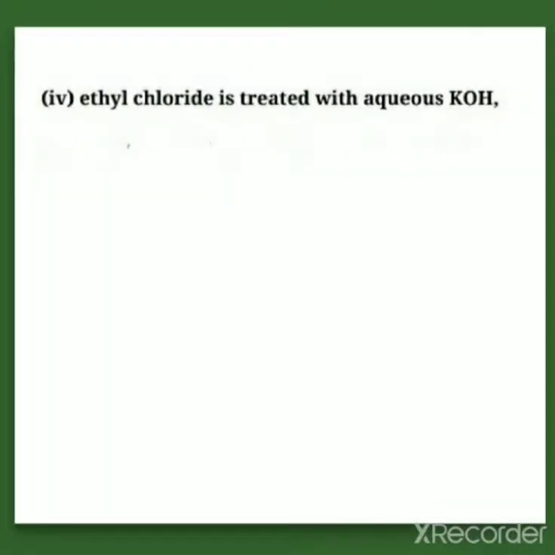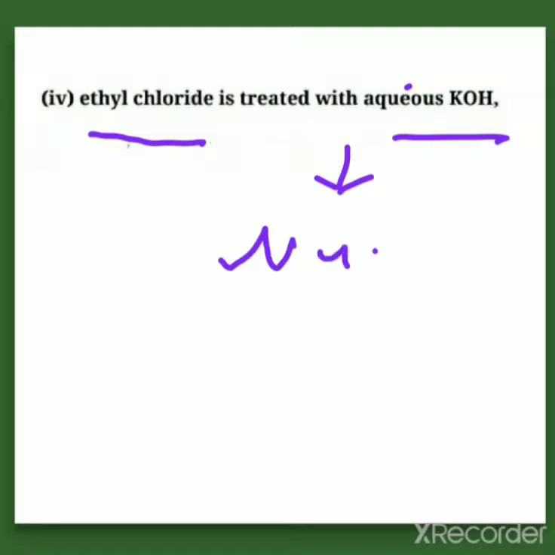Next, the reaction of ethyl chloride treated with aqueous KOH. Identify the reaction. You have learned a lot of equations, so which equation is applicable here? Alkyl chloride, that is an alkyl halide, treated with KOH, particularly aqueous KOH. Aqueous KOH means, as I told you, there are two cases. Alcoholic KOH means a dehydrohalogenation reaction. Aqueous KOH means the reaction is a nucleophilic substitution reaction. So you have to do a nucleophilic substitution reaction.